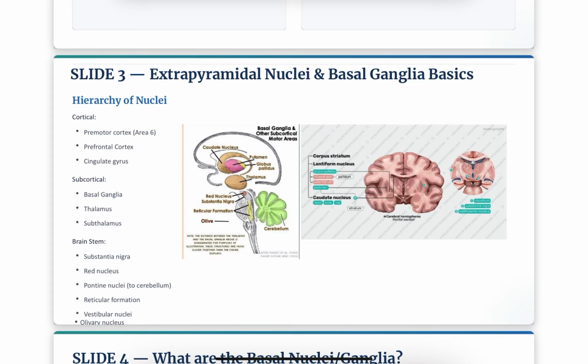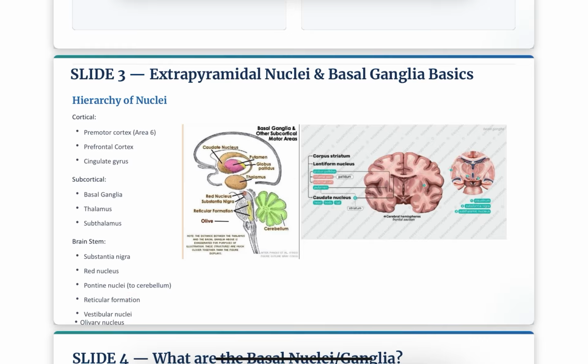We can organize the extrapyramidal nuclei into 3 levels. First, at the cortical level, we have the premotor cortex, which is area 6, and the prefrontal cortex and the cingulate gyrus. And then at the subcortical level, we're going to have the basal ganglia, the thalamus, and the subthalamus. And then at the brainstem level, we're going to have the substantia nigra, the red nucleus, the pontine nuclei, the reticular formation, the vestibular nuclei, and the olivary nucleus.